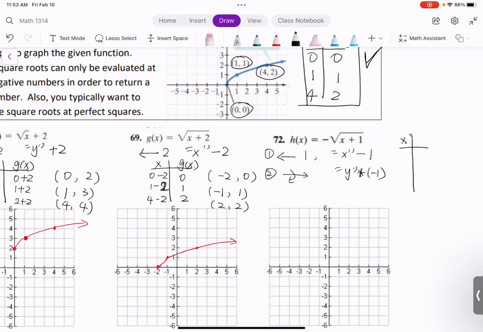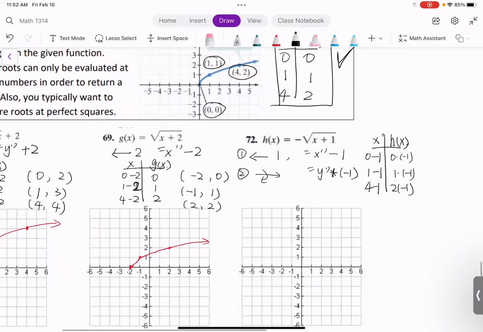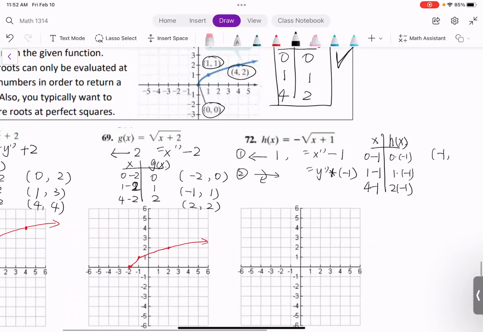Then let's see the new key points. Here is x, here is h of x. All the x minus 1: 0 minus 1, 1 minus 1, 4 minus 1. And the y values multiplied by negative 1: 0 times negative 1, 1 times negative 1, 2 times negative 1. And let's see the key points. What are they? Oh, sorry. Yes, 0 minus 1 is negative 1. 0 times negative 1 is 0. So negative 1, 0, 0, negative 1, 3, negative 2.